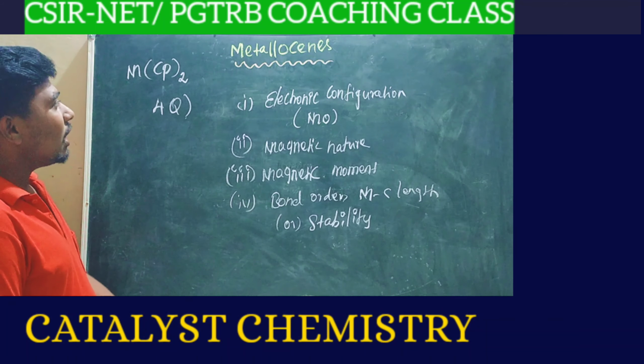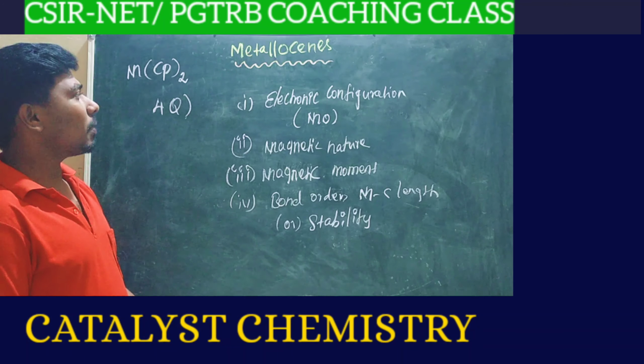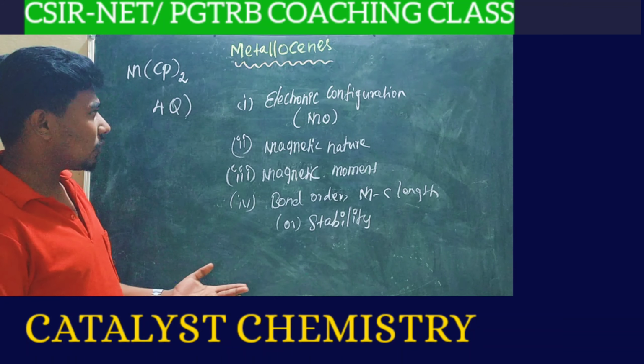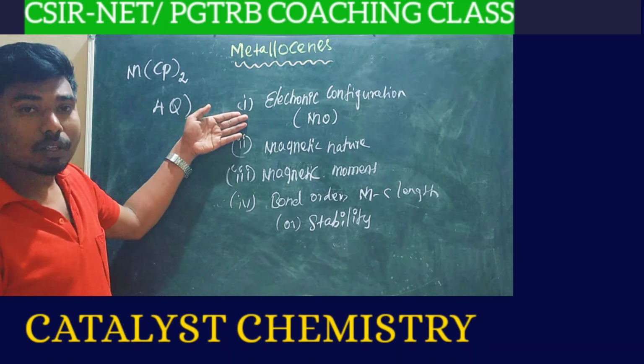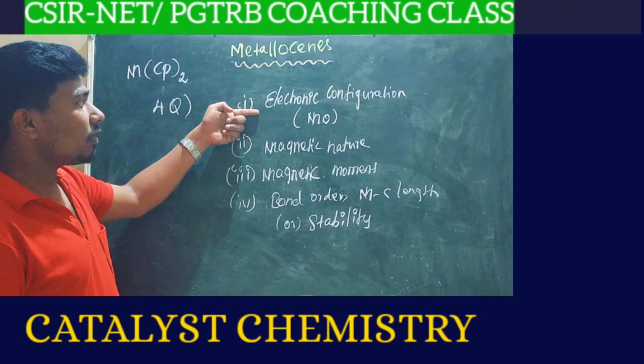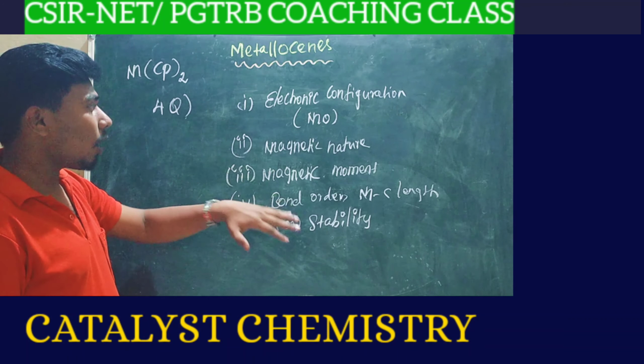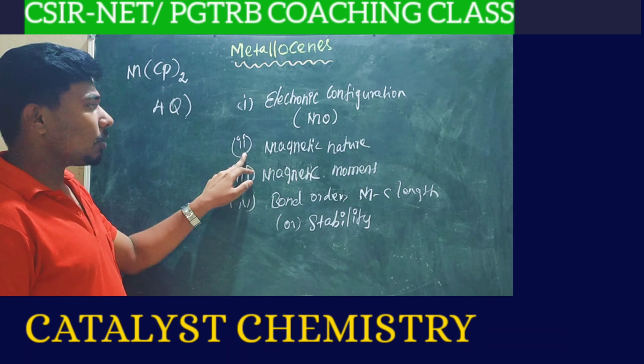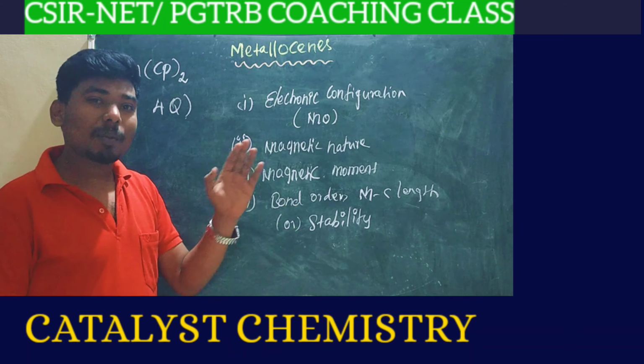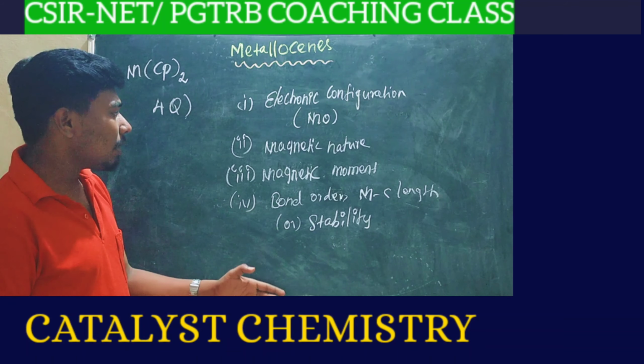Okay, so see here, metallocene. On metallocenes, we can expect four different types of questions. The first one is electronic configuration, which is based on the frontier molecular orbital diagram. The second one is magnetic nature, whether it is a paramagnetic compound or a diamagnetic compound.